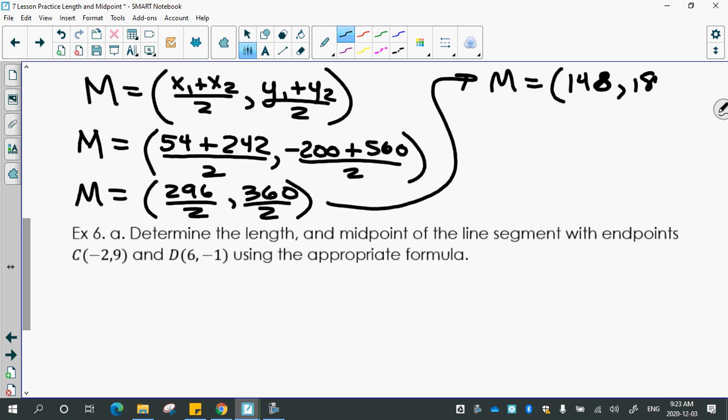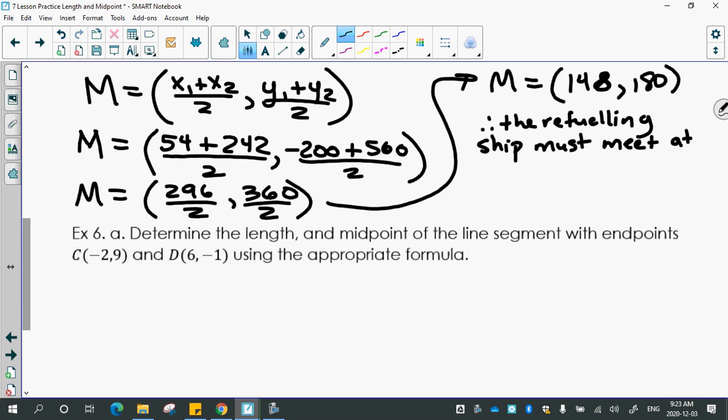And 180. And then it's a word count. Is everybody okay with that? Yeah. So then you need to, therefore, the refueling ship must meet at 148, use a parentheses, comma, 108.